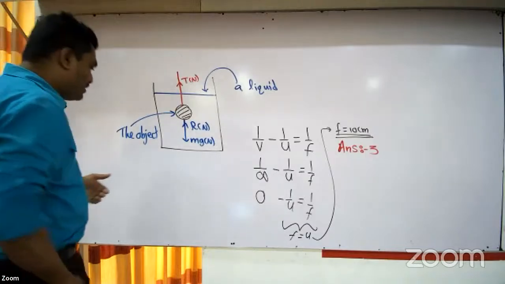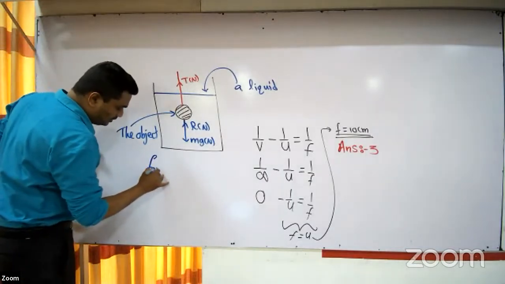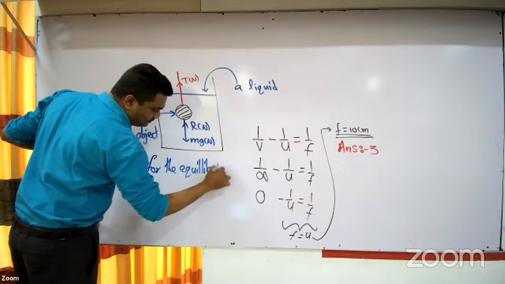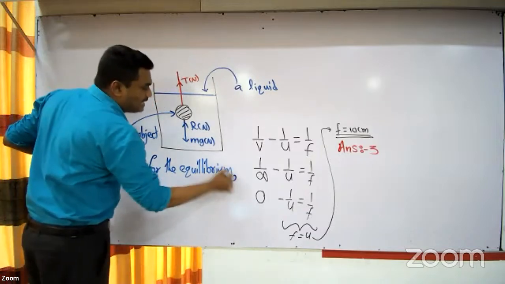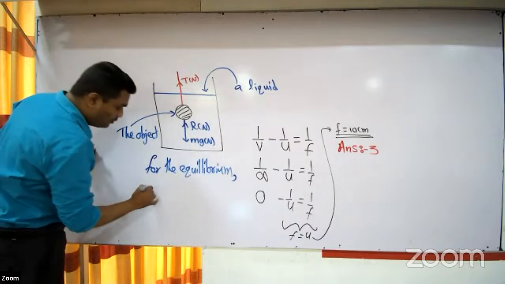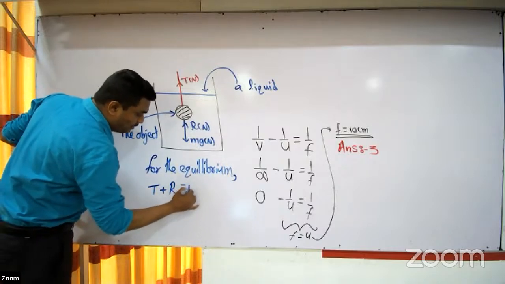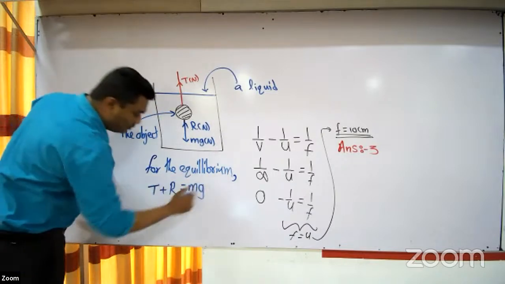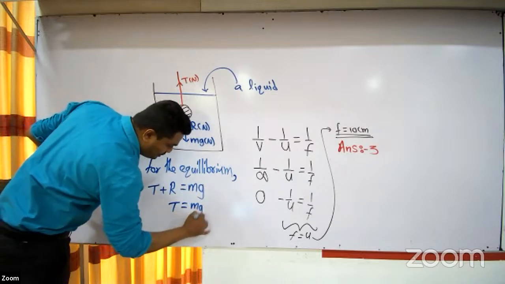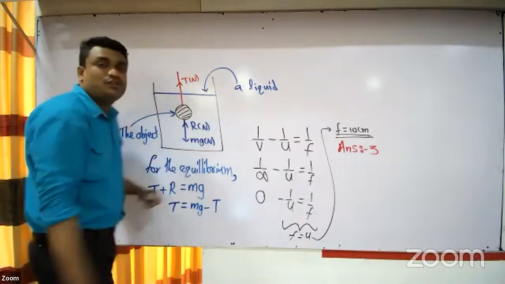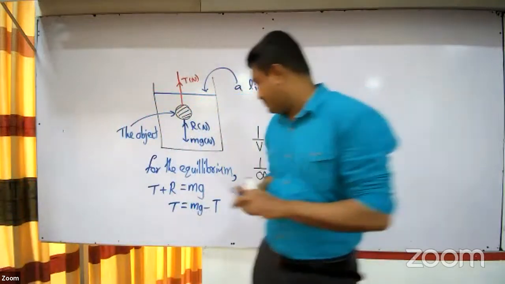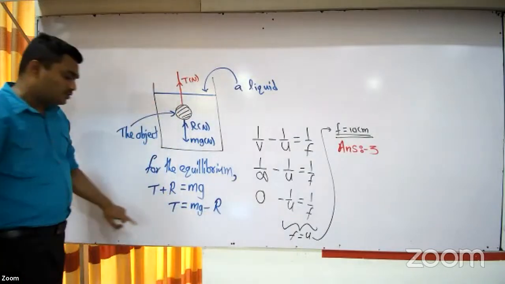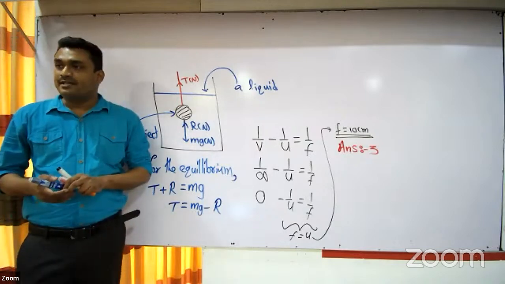So for the equilibrium, what should happen here? For the equilibrium, forces acting upward must be equal to forces acting downward. It means T plus R should be equal to mg. So if I take R to the other side, I get T equals mg minus R. T should be the subject. So this T is said to be the apparent weight.